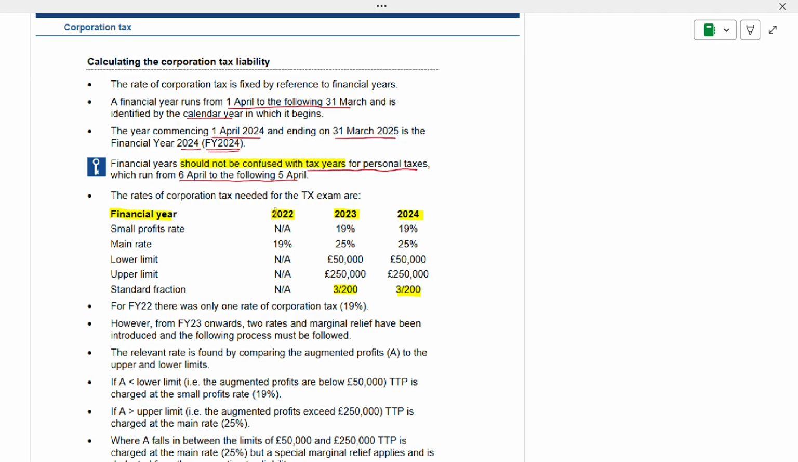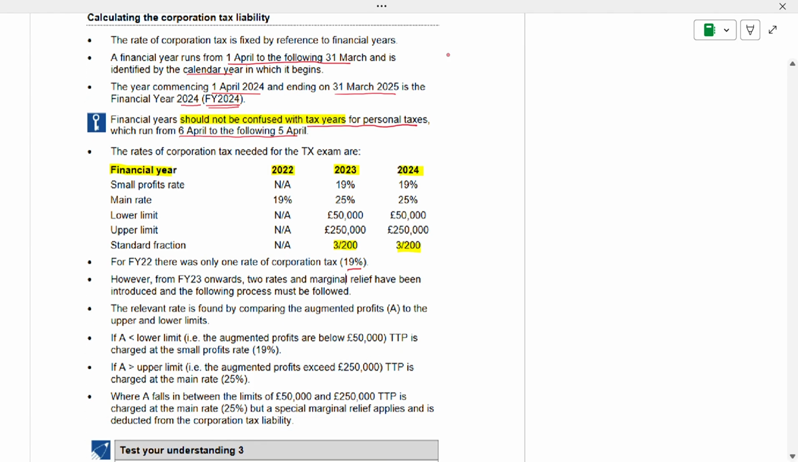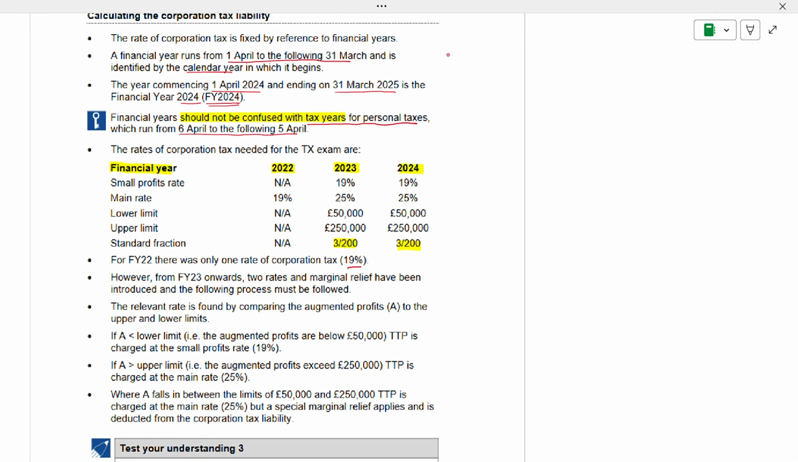What is the standard fraction? 3/200. Check in the formula sheet, it is there. Yes or no? Tell me. Yes, sir, it is there. Good. For financial year 22, there is only one rate of corporation tax, 19%.